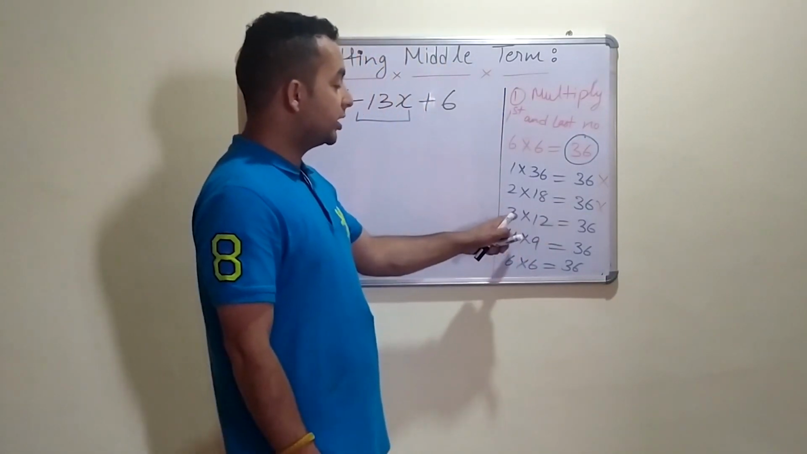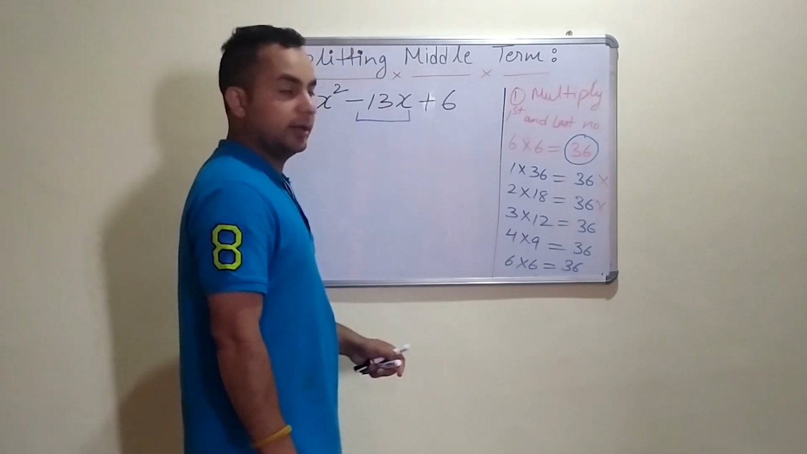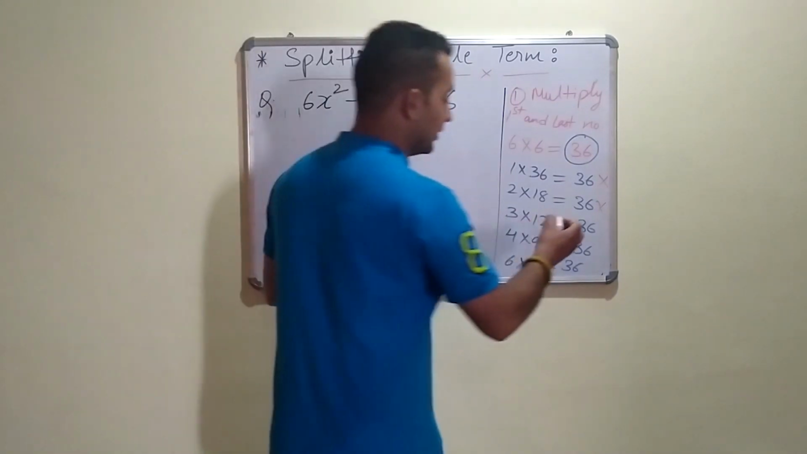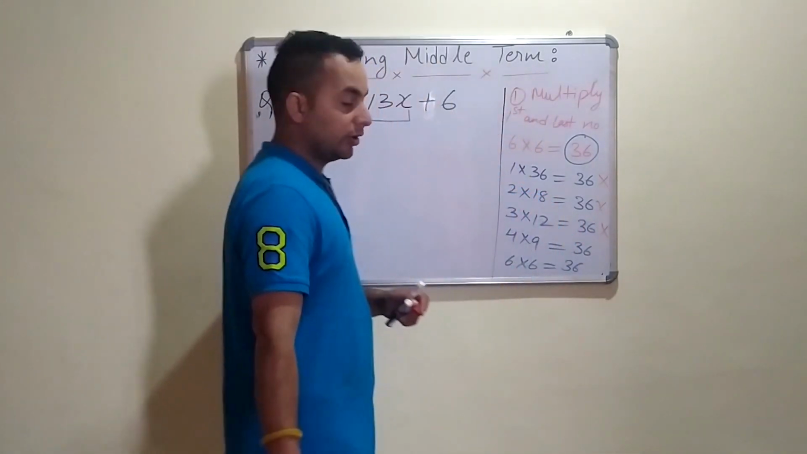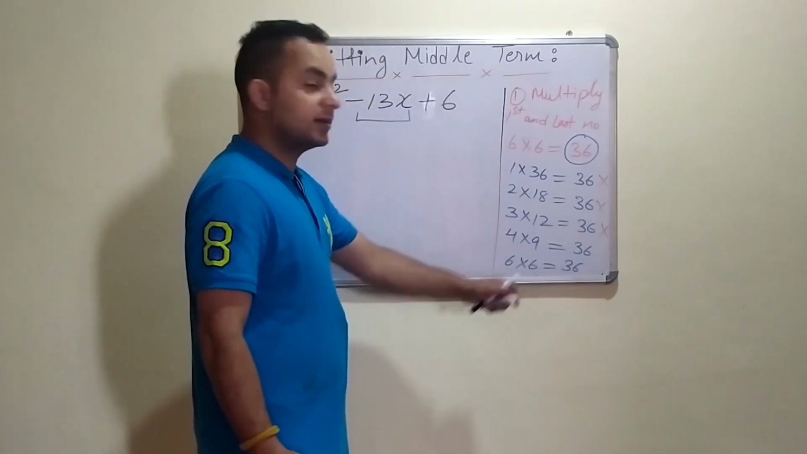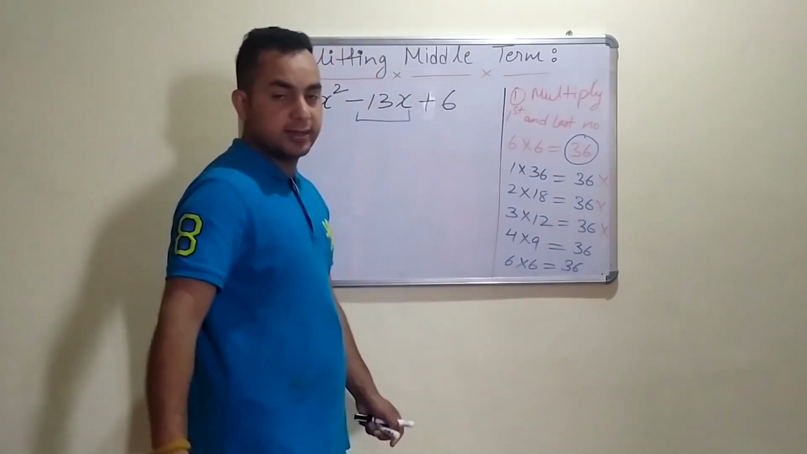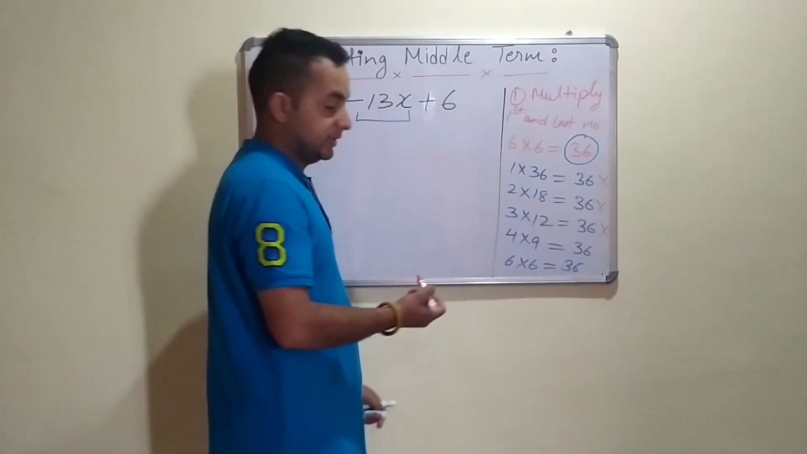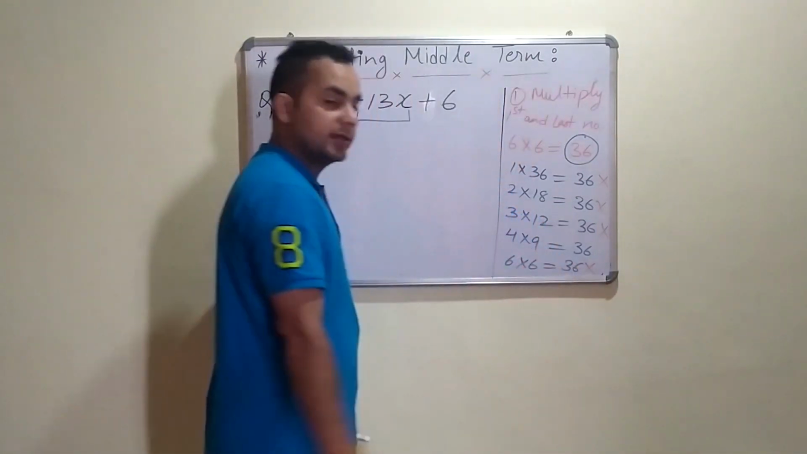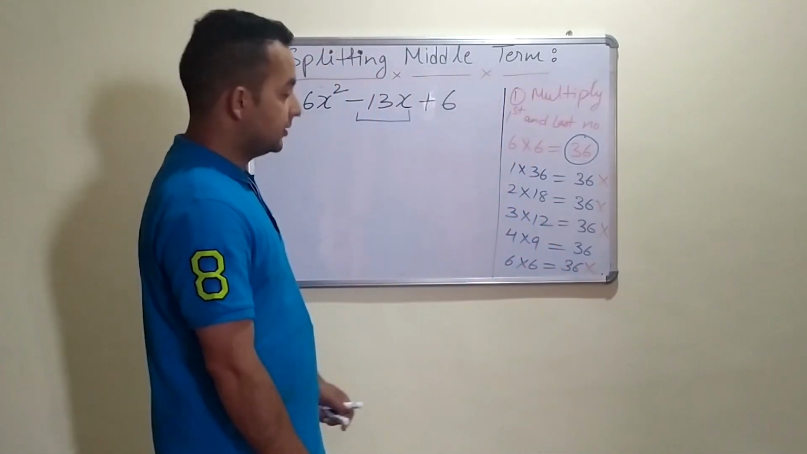Similarly, when you subtract 3 from 12, your result is 9. Again, 9 doesn't make any sense. So this is again crossed. And the last one, 6 times 6 is 36. When you add 6 plus 6, your result is 12, but you need 13. And when you subtract 6 from 6, your result is 0.